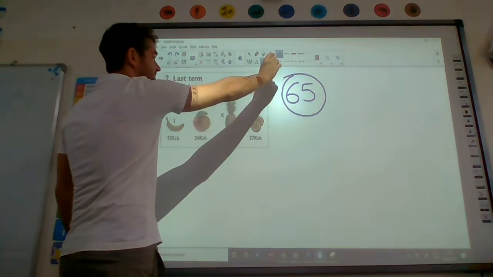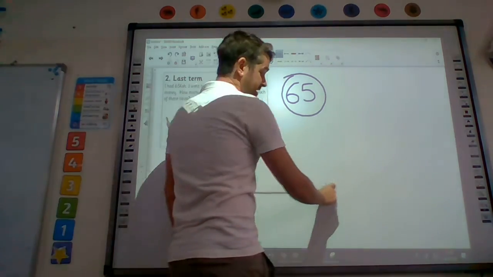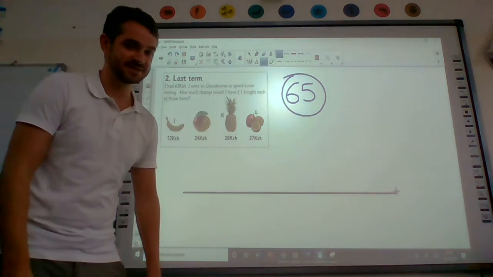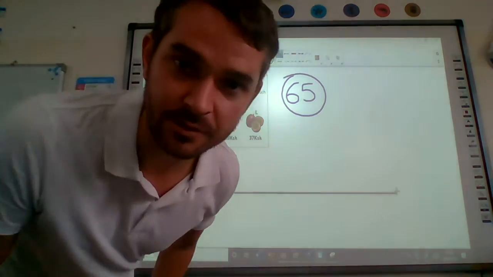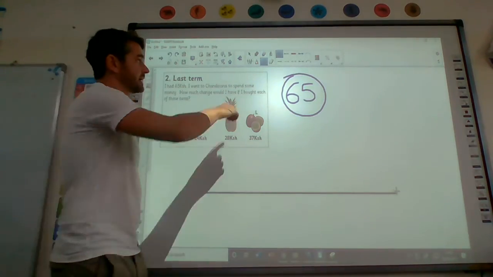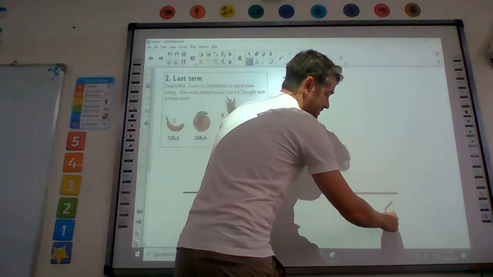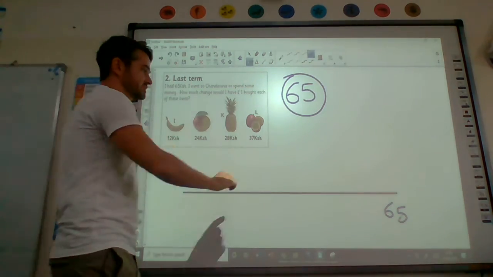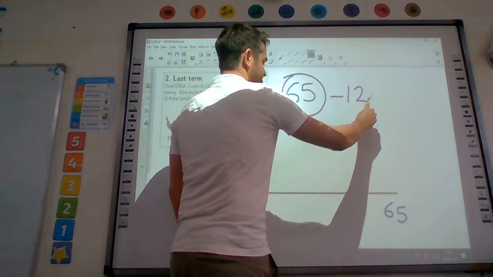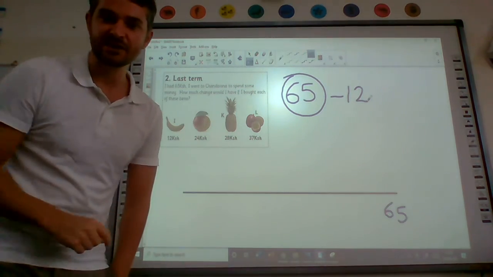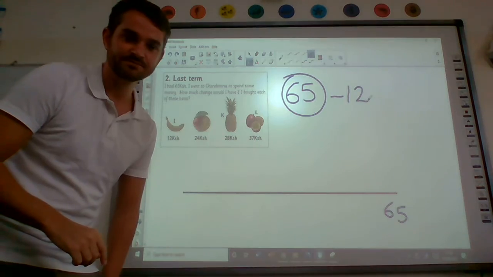For this, you will need a number line. Even if you think you can do this in your head, I'd love to see a number line. Draw a number line. By now we're number line experts, but I will tell you that the 65 goes here. You can pause the video. The first thing we're going to do is take away 12 Kenyan shillings. Have a go at this, write your answer, and then come back and see if you were right.